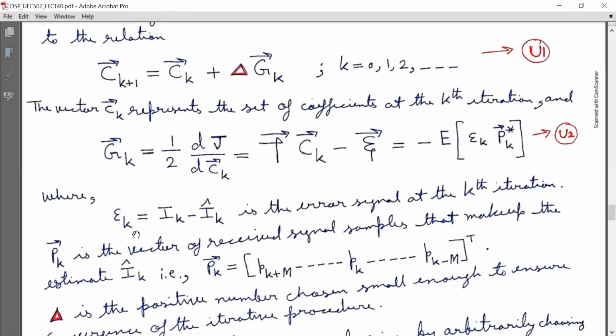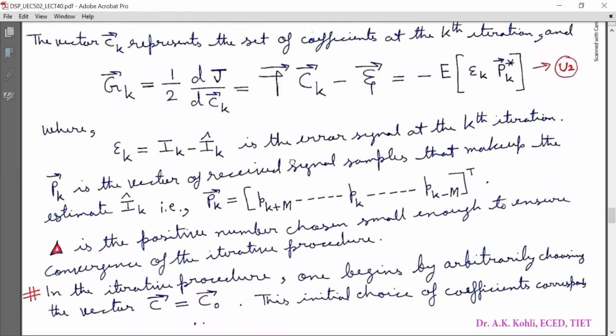Where e_k = I_k minus I cap k is the error signal at the kth iteration, and p_k is the vector of received signal samples that make up the estimate I cap k. That is, p_k = [p_{k+m} ... p_{k-m}] transpose. And delta is the positive number chosen small enough to ensure convergence of the iterative procedure.